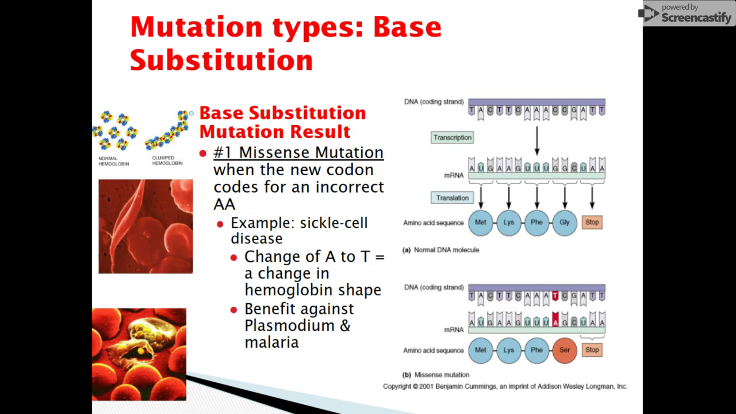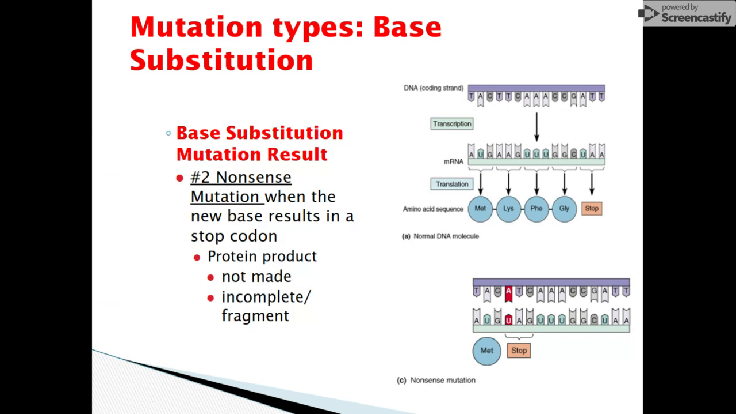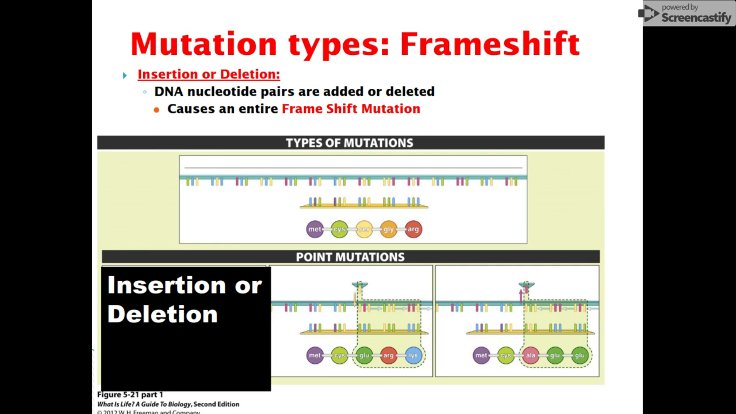Whereas in our missense, these sickle cell red blood cells can function to a degree, certainly not as well as normal functioning red blood cells, but they do still work. And so they just don't work as well. But with a nonsense, you don't have a functioning protein at all.